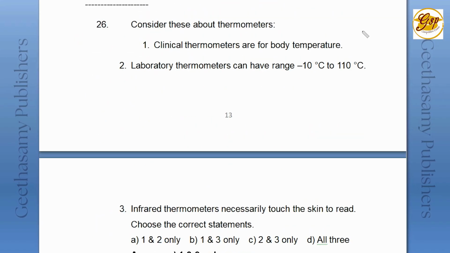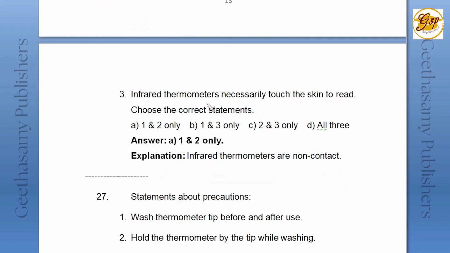Next, consider the following statements about thermometers. 1. Clinical thermometers are used to measure body temperature. 2. Laboratory thermometer can give readings from minus 10 degrees centigrade to 110 degrees centigrade. 3. Infrared thermometers necessitate touching the skin to read. The correct statements: 1 and 2, 1 and 3, 2 and 3, all 3. The correct answer is 1 and 2 only. Infrared need not touch the body. Fine.